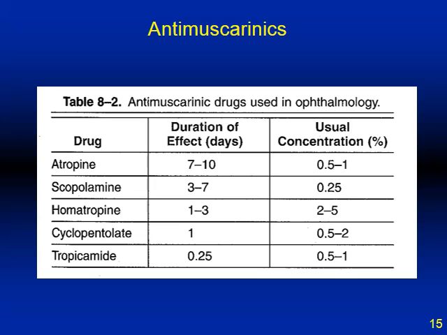Okay, so I'd like you to look at this table and grasp these concepts without, at least for me, memorizing the usual concentrations. At some point you'll need to know those, but here I'm more interested in having you know the type of drug, its generic name here, whether it's atropine or scopolamine or tropicamide, and whether it is long-acting like atropine or very short-acting compared to the others like tropicamide.